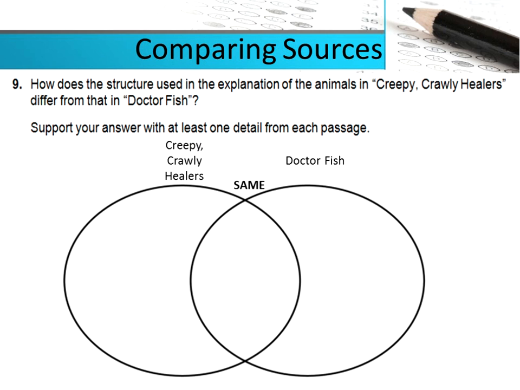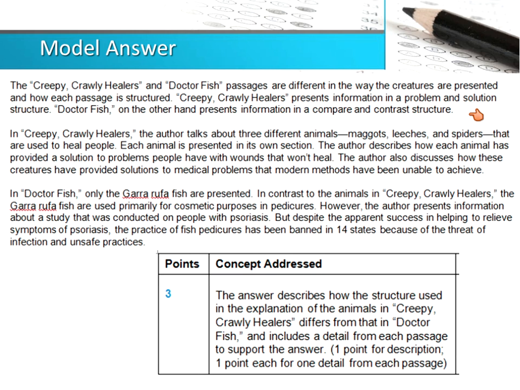Now, this is just an up-close picture of what it is here, but let me share with you the model answer that they came up with and what they were looking for. First off, the answer describes how the structure used in the explanations of the animals in Creepy Crawly Healers differs from that in Dr. Fish. That's one point. And it includes a detail from each passage to support the answer, and then 1 point each for 1 detail from each passage. So there are 2 different passages. And then also that they were able to describe the structure used and how it differs from one another.